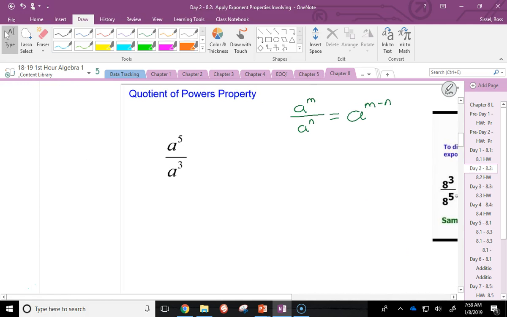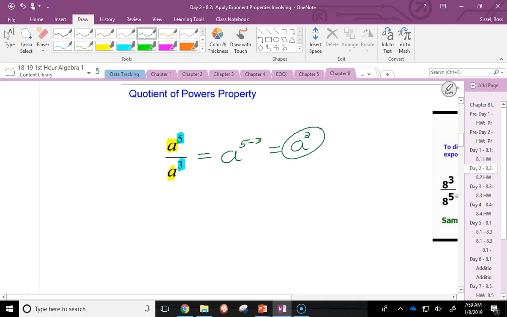So, let's look at our example right here. Just to simplify this: a to the 5th power divided by a to the 3rd power. We have the exact same base, so I'm looking at a and a. My answer is going to have the base a. And we take our exponents, because we are dividing, we are going to be subtracting. The numerator, 5 minus the 3. And 5 minus 3 would give us a to the 2nd power. That is your answer.